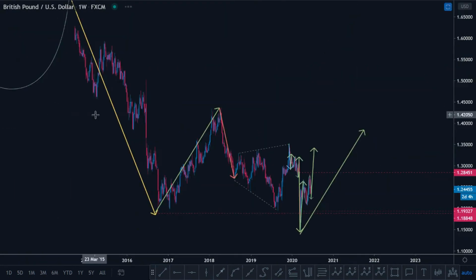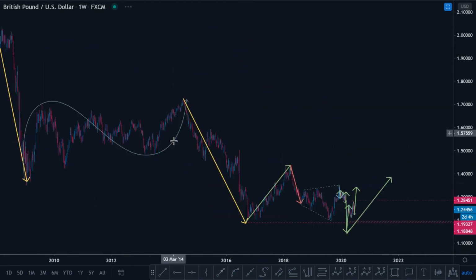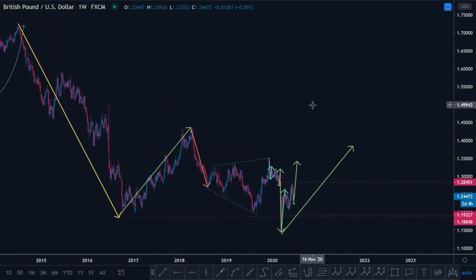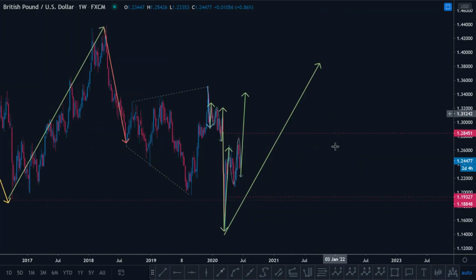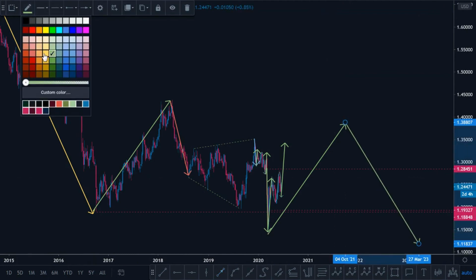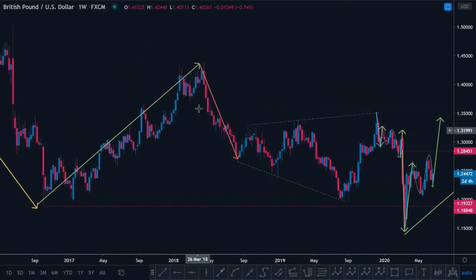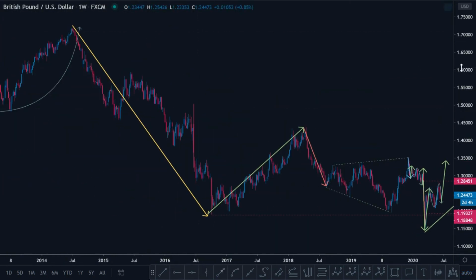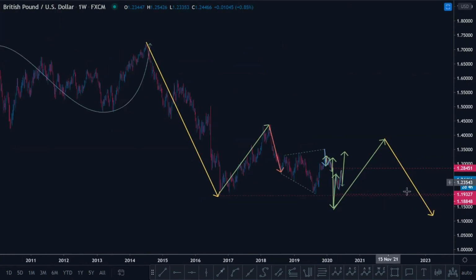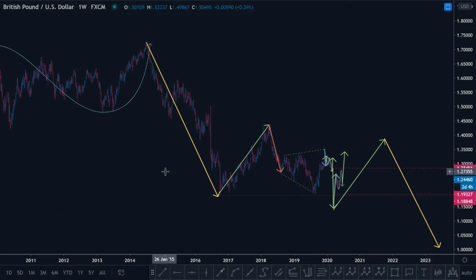And zooming out, you'll see how this lines up to our structure perfectly well. Once we trade this to the upside, we will again take profits on the upside and begin to trade this to the downside, because the higher structure suggests we are heading lower, more than likely towards parity on the pound dollar, heading into 2022, 2023.